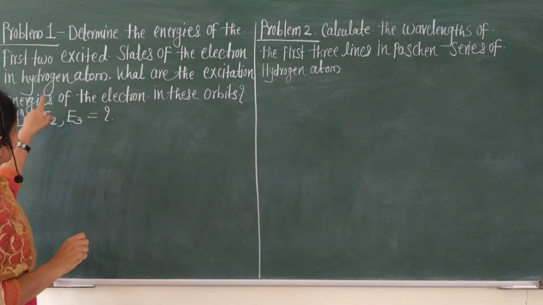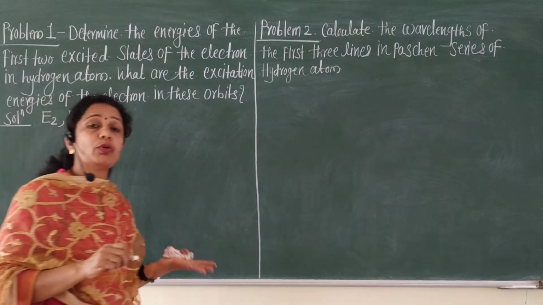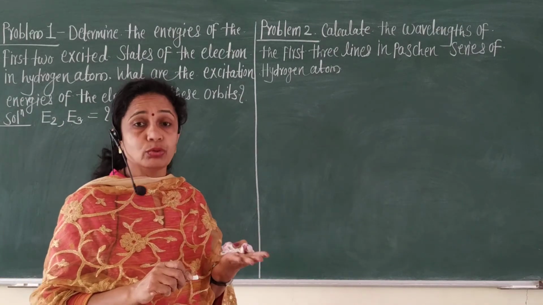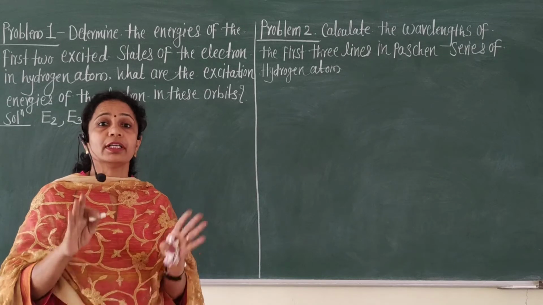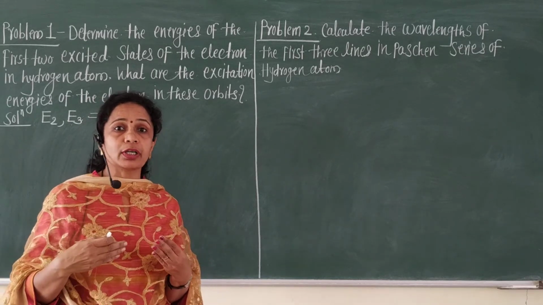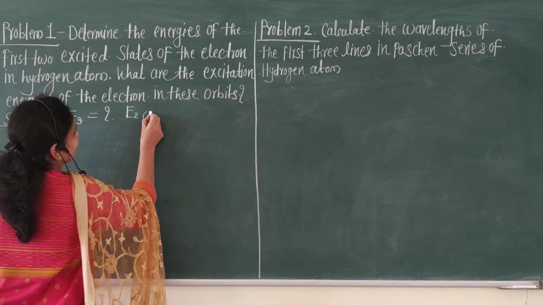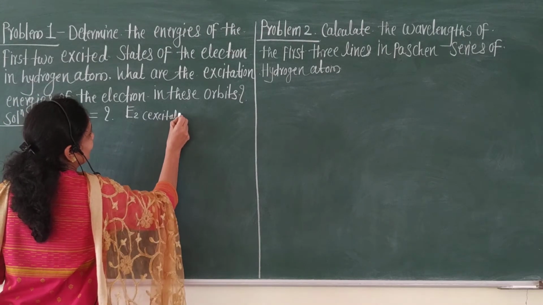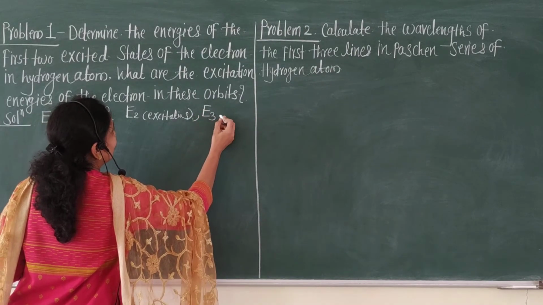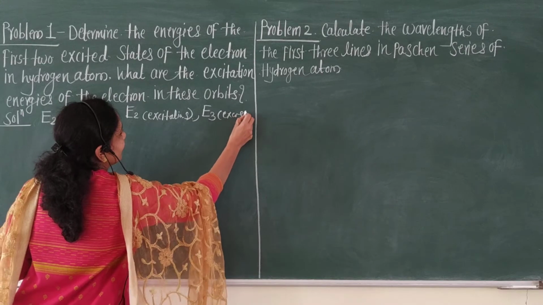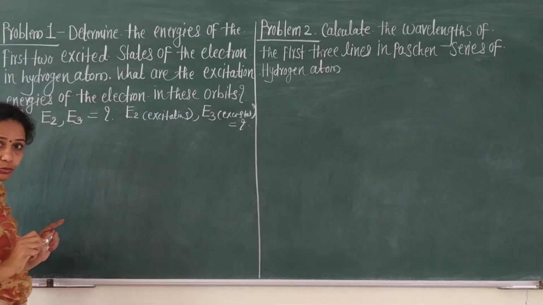Then, what are the excitation energies of the electron in these orbits? Then we have to find out the excitation energy. You know the excitation energy is the difference between the energy of the electron in that state and the energy of the electron in the ground state. Therefore, we have to calculate E2 for the excitation state, and again E3 for the excitation state.